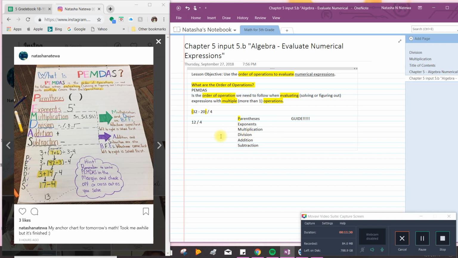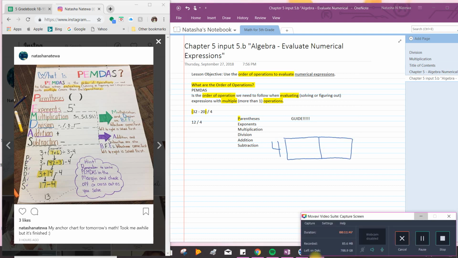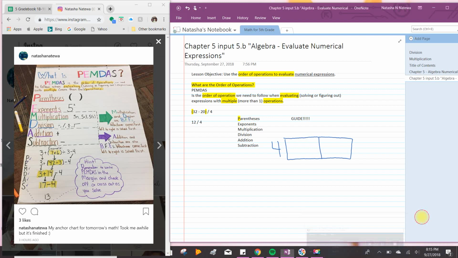What's 12 divided by 4? You can use the box method right now to solve 12 divided by 4. So pause the video. How many times can 4 fit into 12? Use the box method if you have to. Alright, so here's my box method then. How many times can 4 fit into 12? Alright, can 4 fit into 1? No, 4 is too big. So we're going to do 4 times 0. What's 4 times 0? 0.